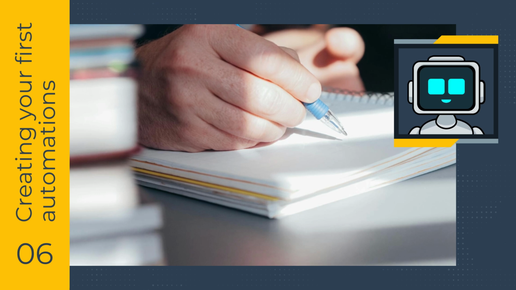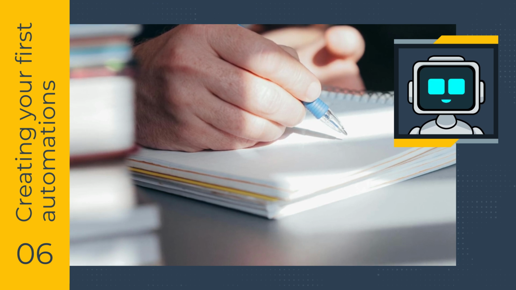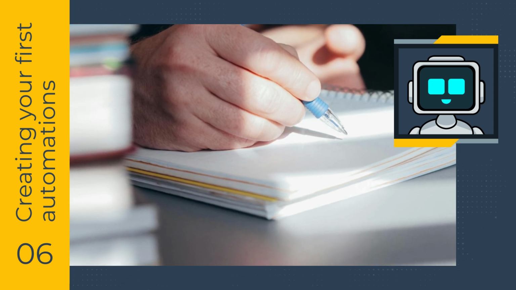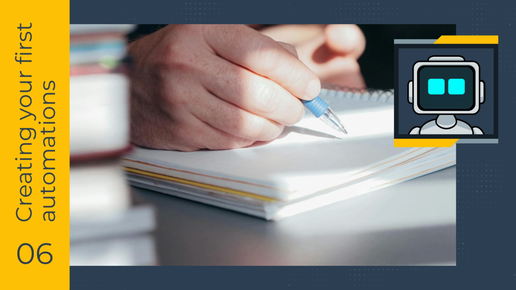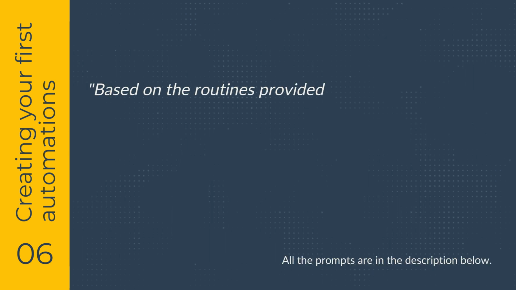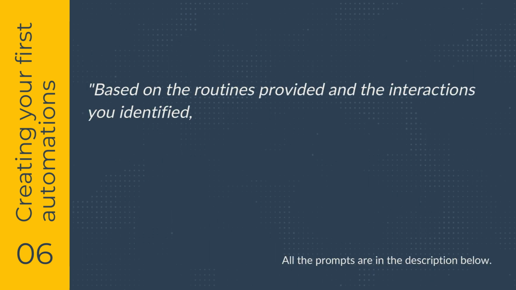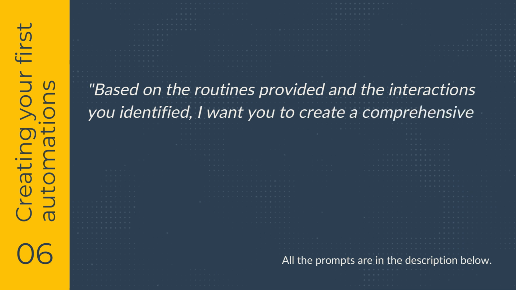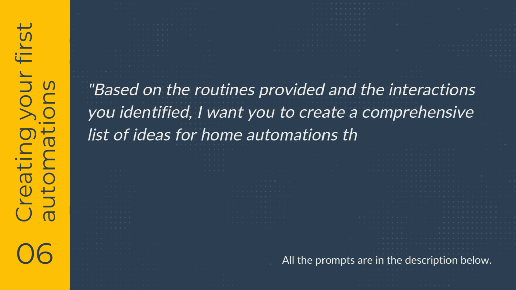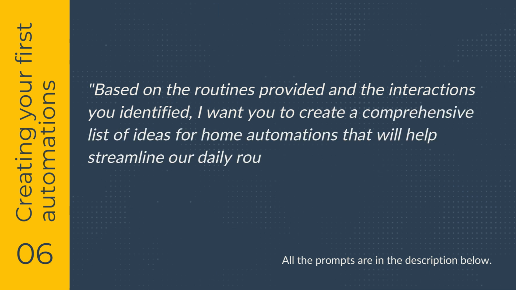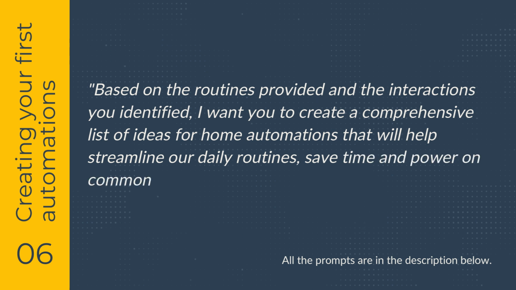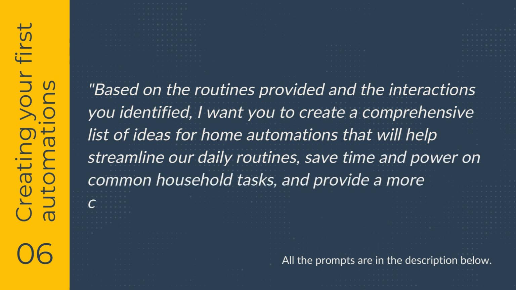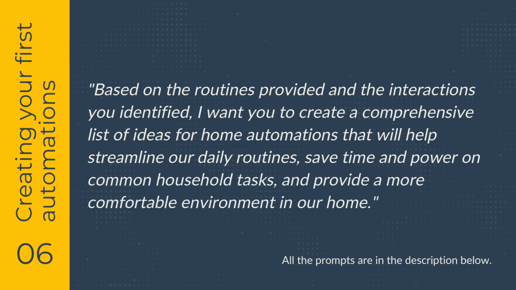Using the outcome from the previous step as a basis, you can now create the first draft of your automation list with the following prompt. Based on the routines provided and the interactions you identified, I want you to create a comprehensive list of ideas for home automations that will help streamline our daily routines, save time and power on common household tasks, and provide a more comfortable environment in our home.